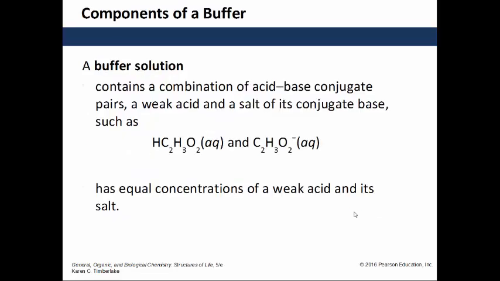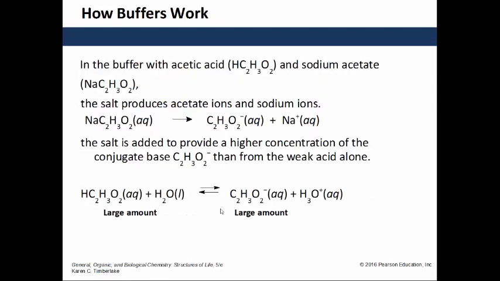Now the components of a buffer solution will contain a combination of the acid-base conjugate pairs, a weak acid, and then a salt of its conjugate base, such as these. And it will have equal concentrations of the weak acid and its salt. Now in the buffer with acetic acid, and here's the formula here, and sodium acetate, the salt produces acetate ions and sodium ions. This is what you get here. The salt is added to provide a higher concentration of the conjugate base, which is more than what you get normally from the weak acid alone. Here's that reversible reaction here. So acetic acid plus water gives you acetate ion plus hydronium ion.